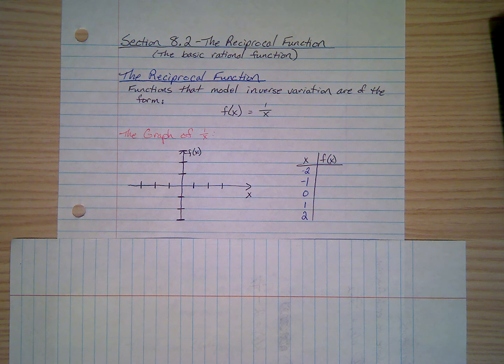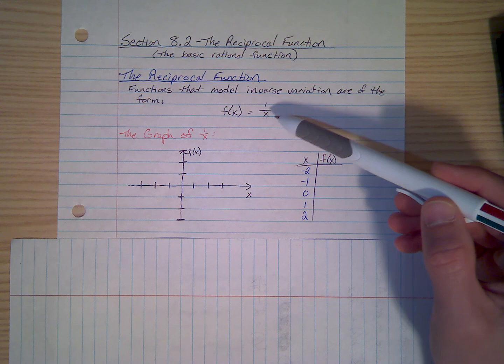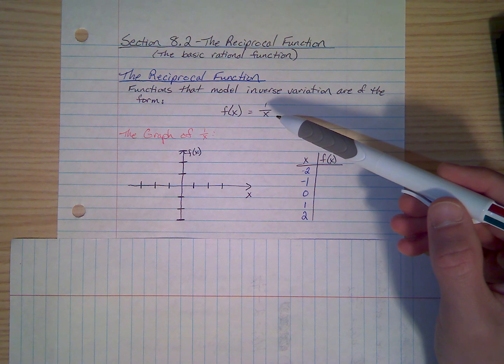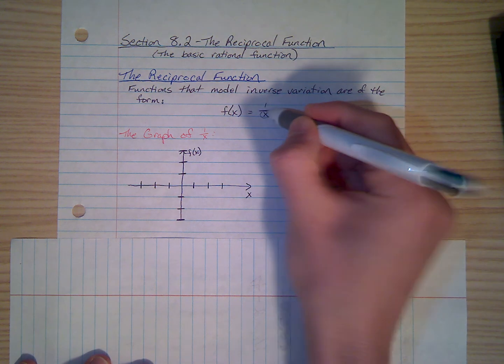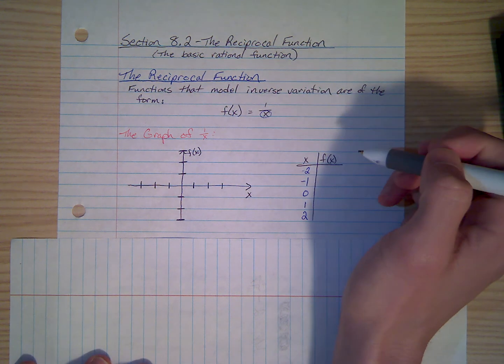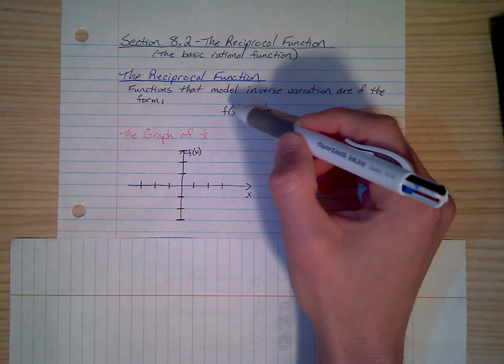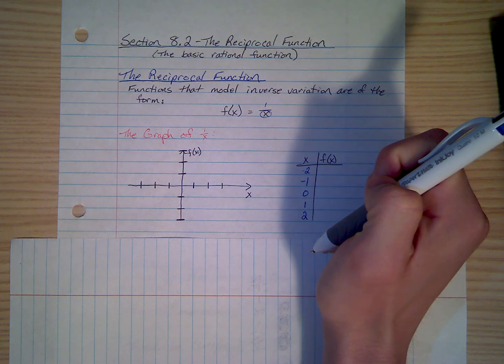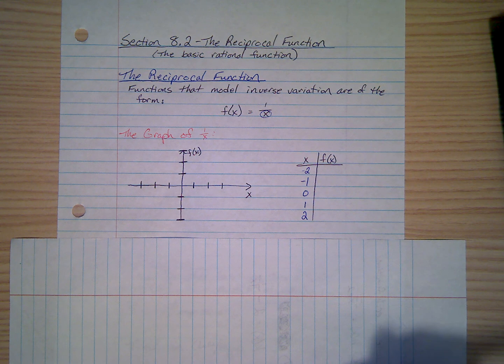So today we're going to talk about the reciprocal function, which is the most basic rational function. It is in the form of f of x is equal to 1 over x. This is different from any other function we've seen because now our variable is in the denominator of a fraction. That actually is going to introduce some restrictions that we'll talk about later. And remember, f of x is just function notation. It just means y. So y equals 1 over x is also what this is talking about as well.